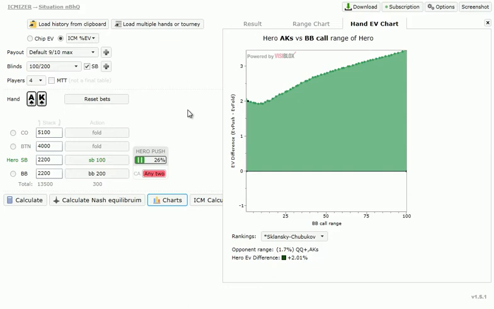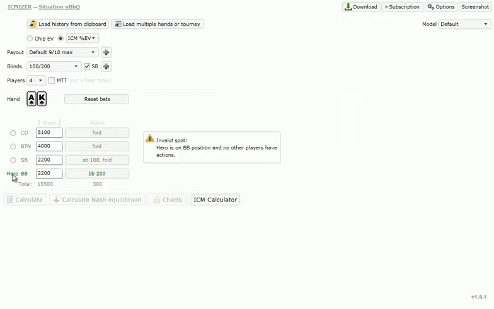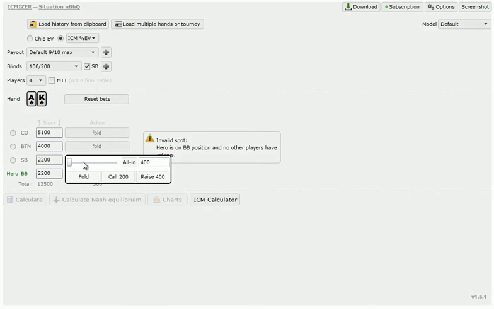Hand EV chart should start to make some sense. We are basically finding the dependency of EV for our hand from some opponent's range.